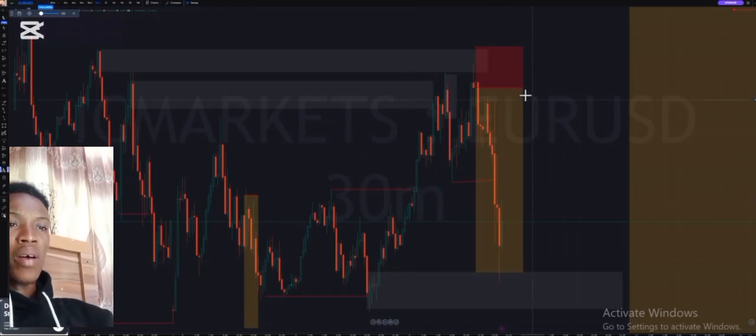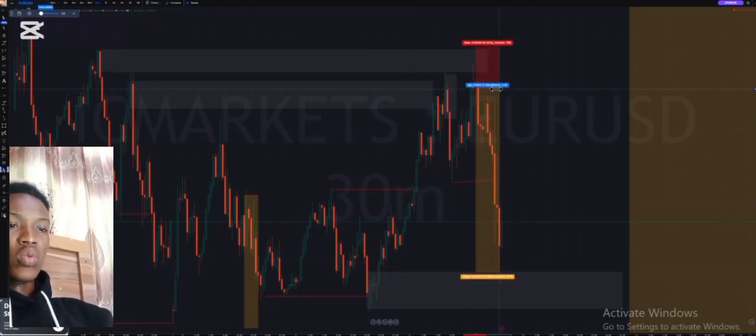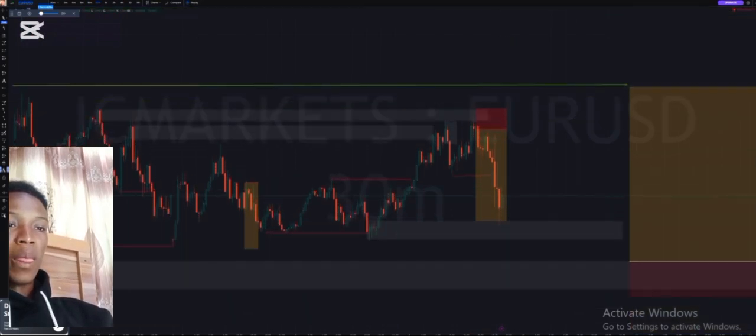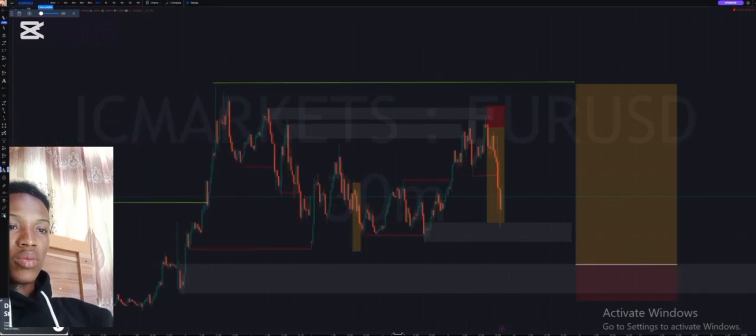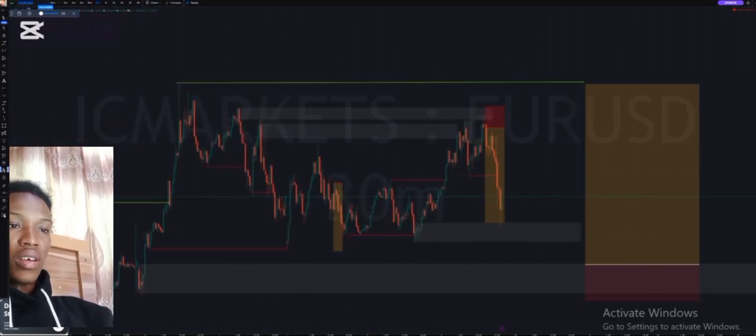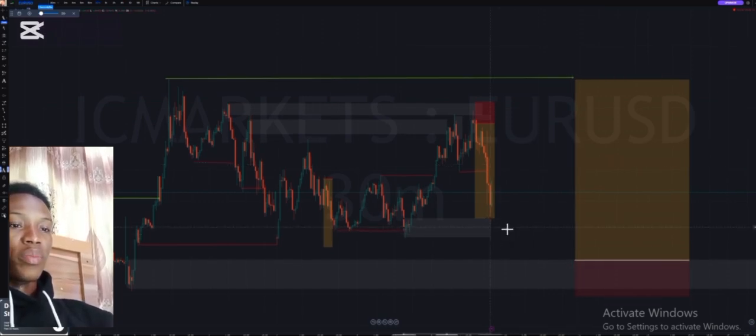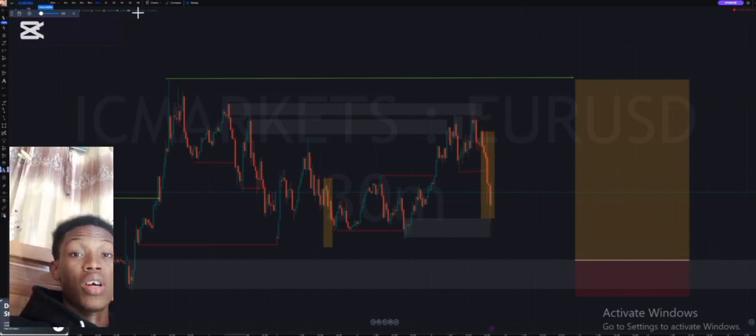I didn't take this buy because I already know that this would likely be a trap. But as soon as price got here, I took my profit and I left the market. Now that I left the market, I was waiting for price to break more, price to keep dropping to this demand zone. But guess what? Price didn't drop.